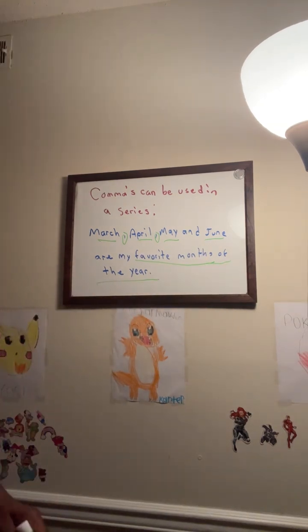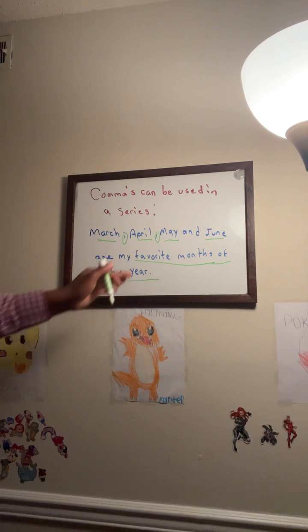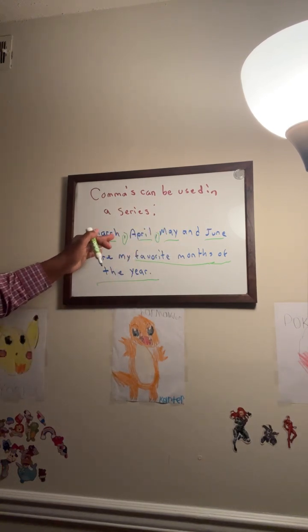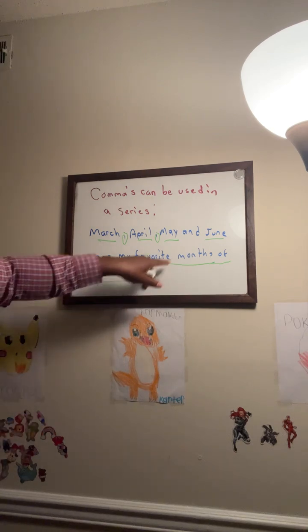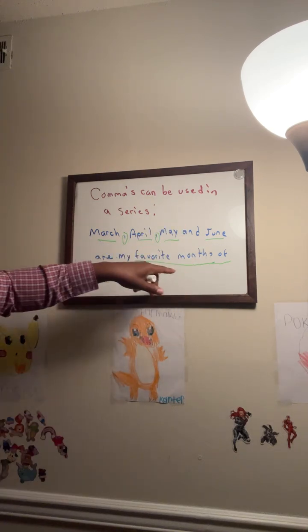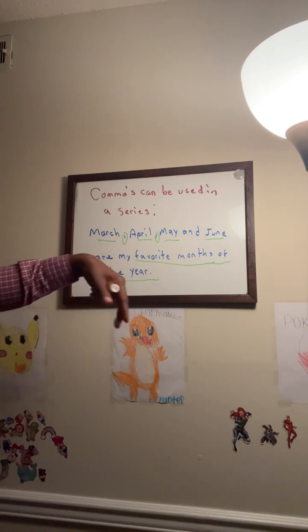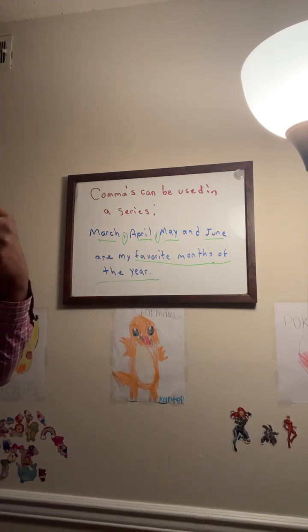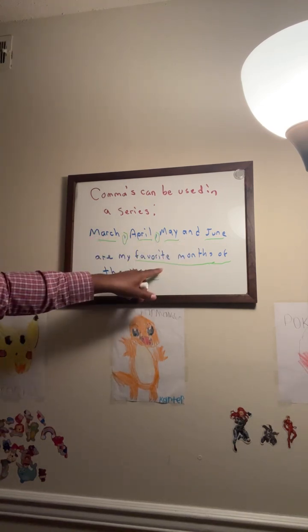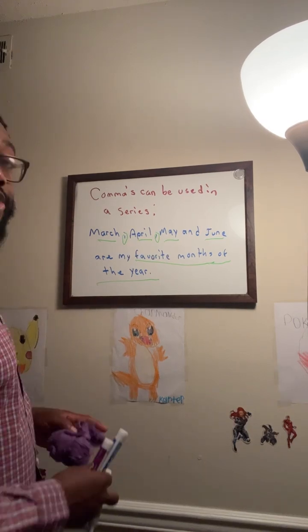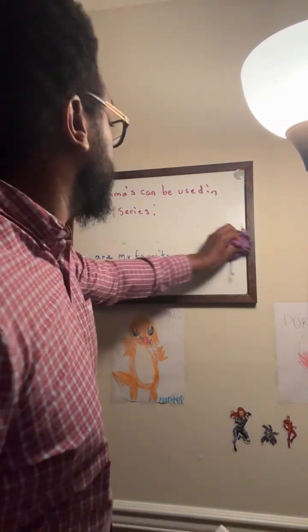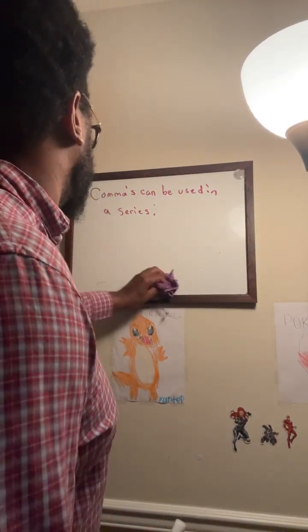So the series would be to use the comma to separate those nouns, person, place, or things. All right, a month is a thing, or an idea. They really will classify under ideas. These are how they relate to favorite months of the year. So you put a comma. So commas can be used in a series. Okay, let's try another one. Let's try another sentence with a series.